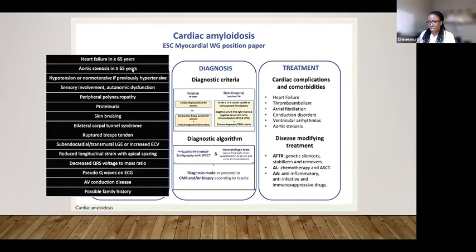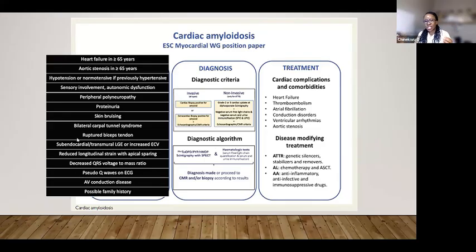So the red flag features are if they have heart failure that you can't find a cause for, apart from this abnormal looking LV function and wall thickness, if they have aortic stenosis, if they've ever ruptured a tendon, biceps tendon, if they have bilateral carpal tunnel syndrome, macroglossia, tongue enlargement is also one of the red flag features. If they have peripheral polyneuropathy, orthostatic hypotension, these are the things that make you suspect.